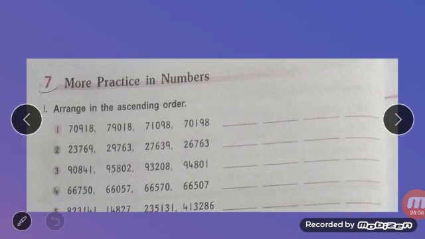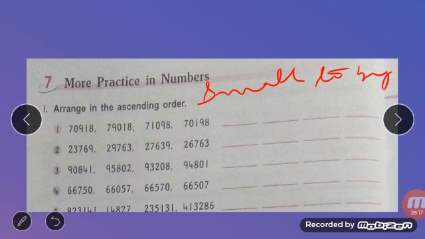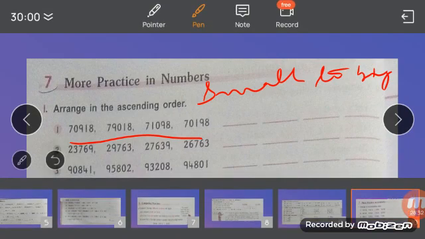Now come to the next. Arrange in the ascending order. Ascending order means small to big. Learn it: ascending means small to big. So you have to arrange these numbers in ascending order. For arranging, you have to compare the numbers. We have seen that all the numbers have the same digits.